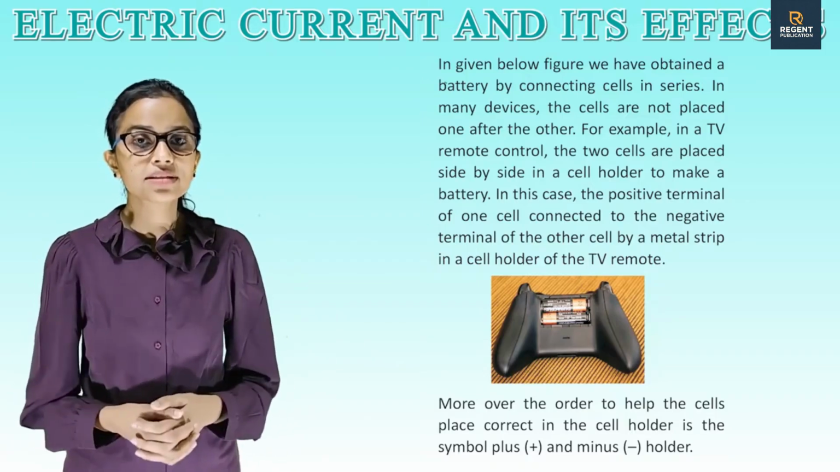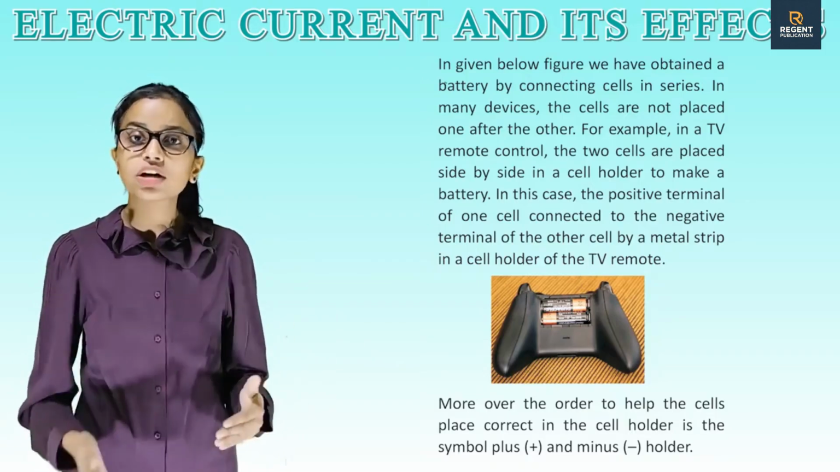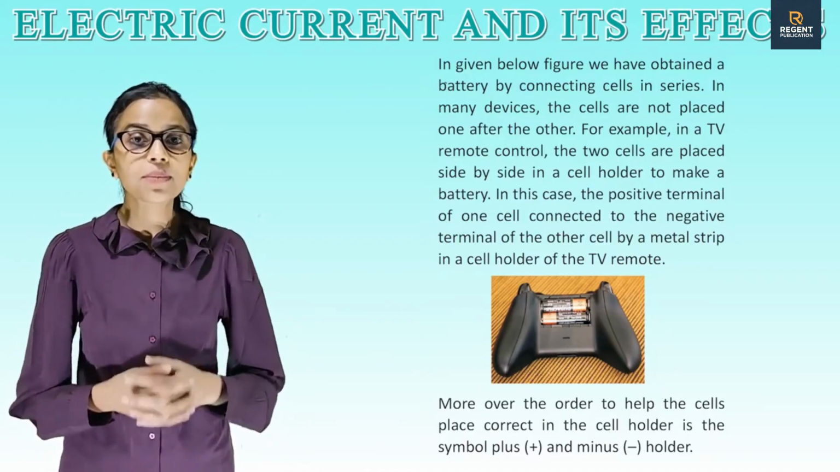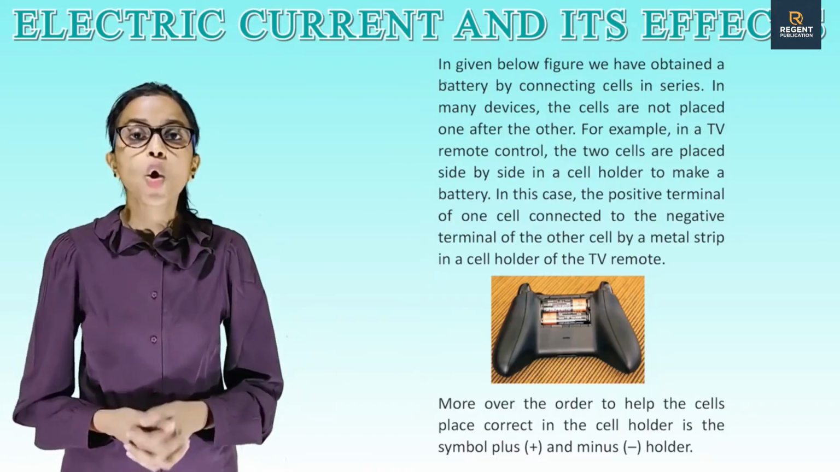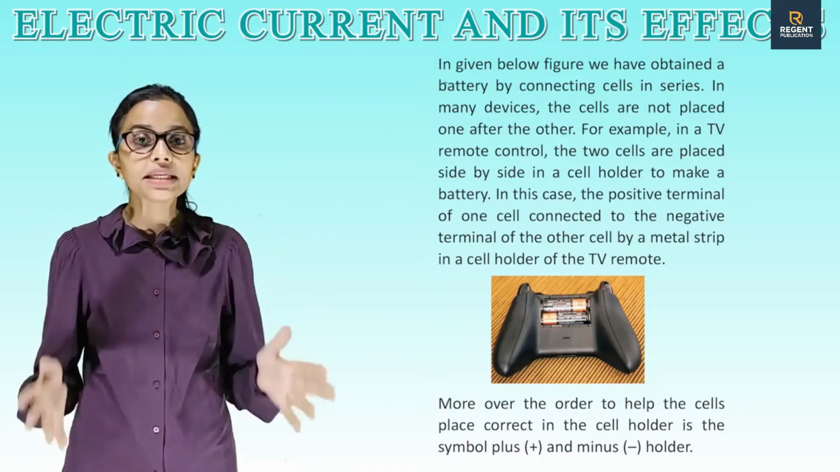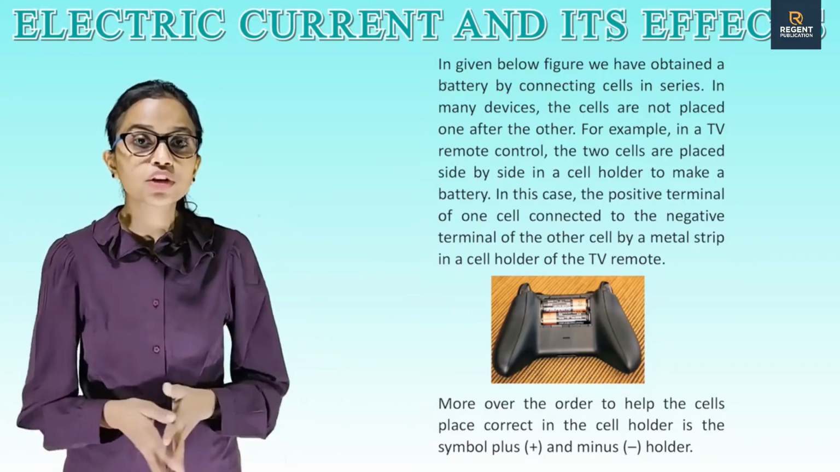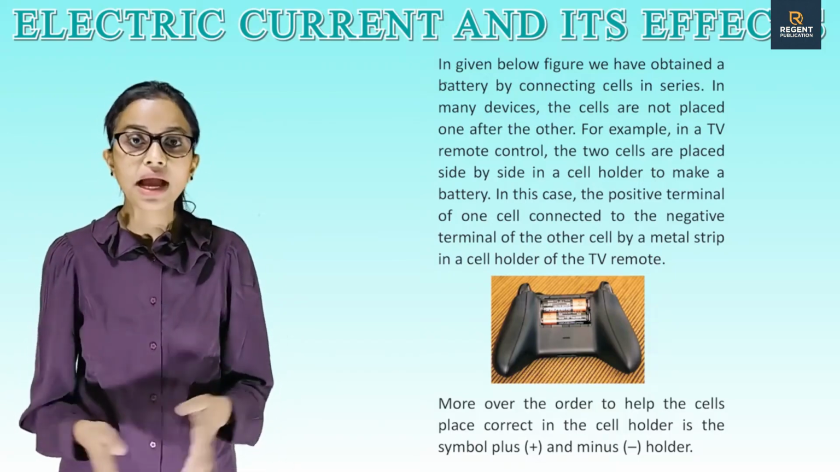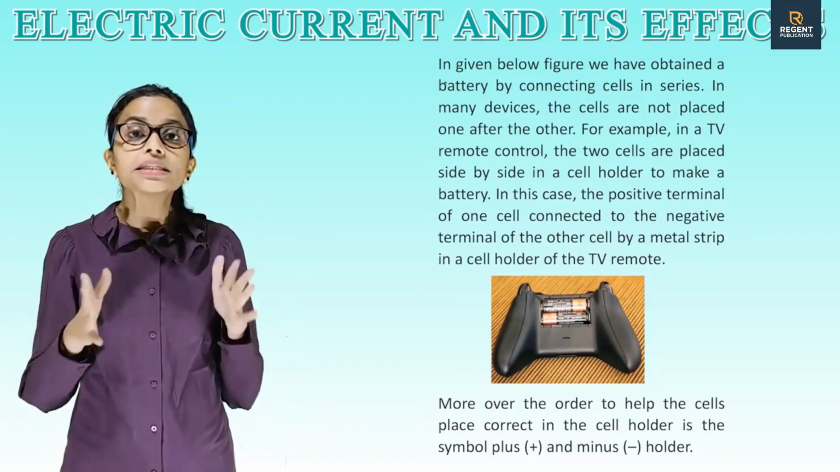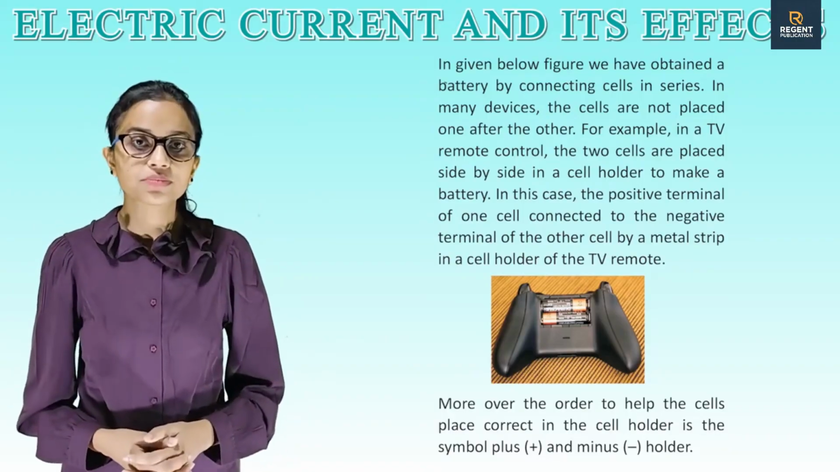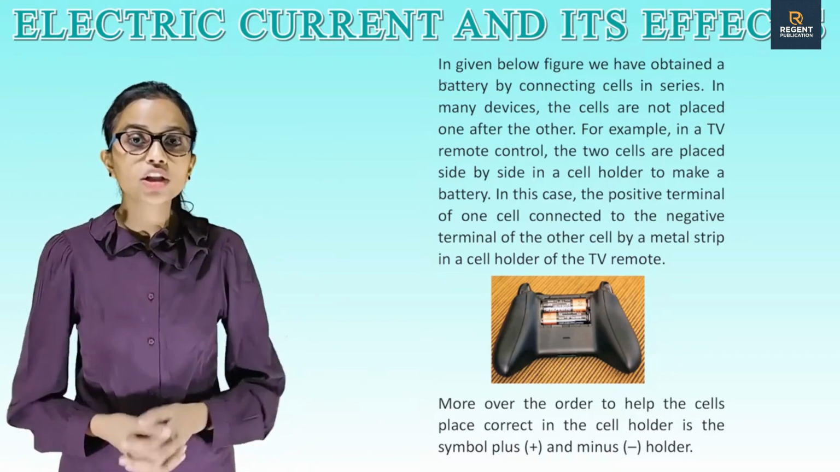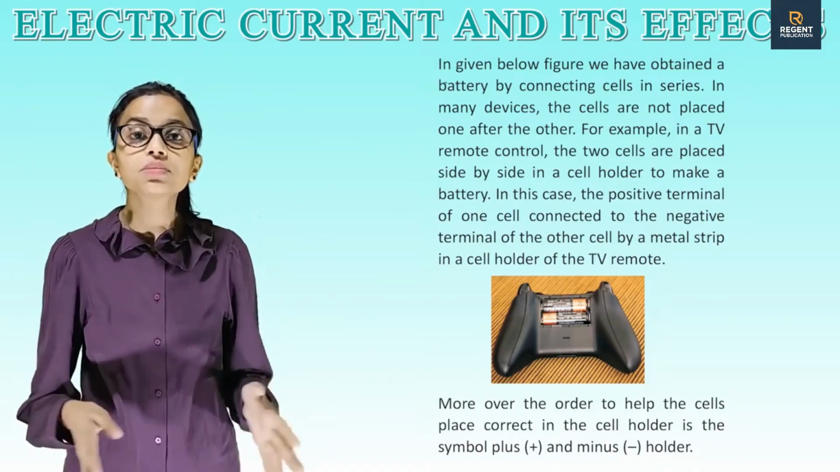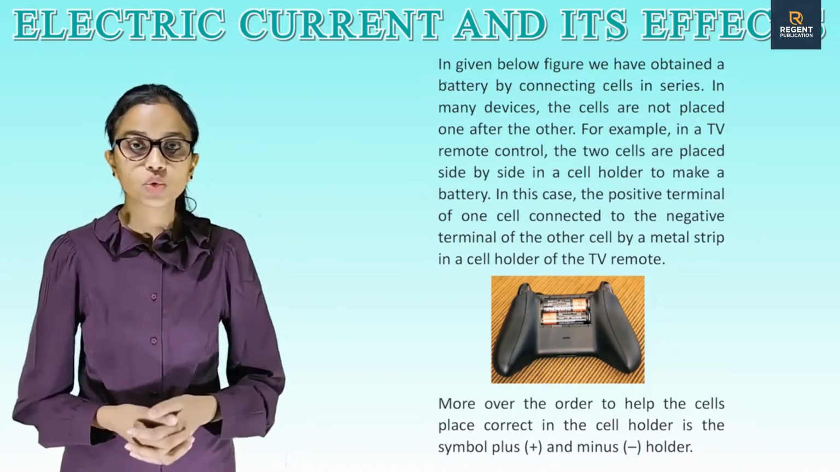In many devices, the cells are not placed one after the other. For example, in a TV remote control, the two cells are placed side by side in a cell holder to make a battery. In this case, the positive terminal of one cell is connected to the negative terminal of the other cell by a metal strip in the cell holder of the TV remote. Moreover, to help place the cells correctly in the cell holder, there is a plus and minus symbol on the holder.